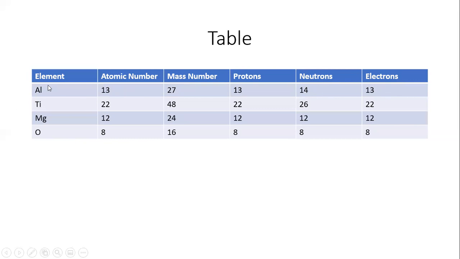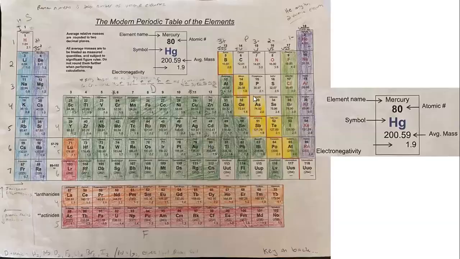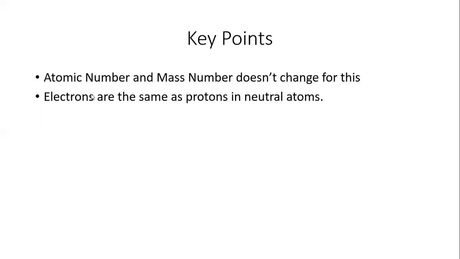So if you had aluminum 2 minus, you would add 2 to the protons. So it'd be 15 electrons. So the only thing that changes is the electron number. So this should say the atomic number, mass number, protons, and neutrons do not change for this, only the electrons.